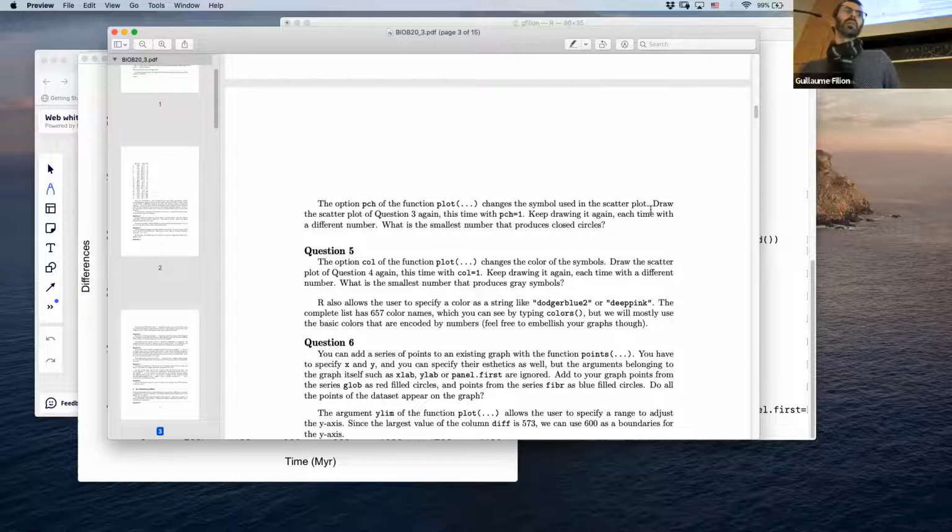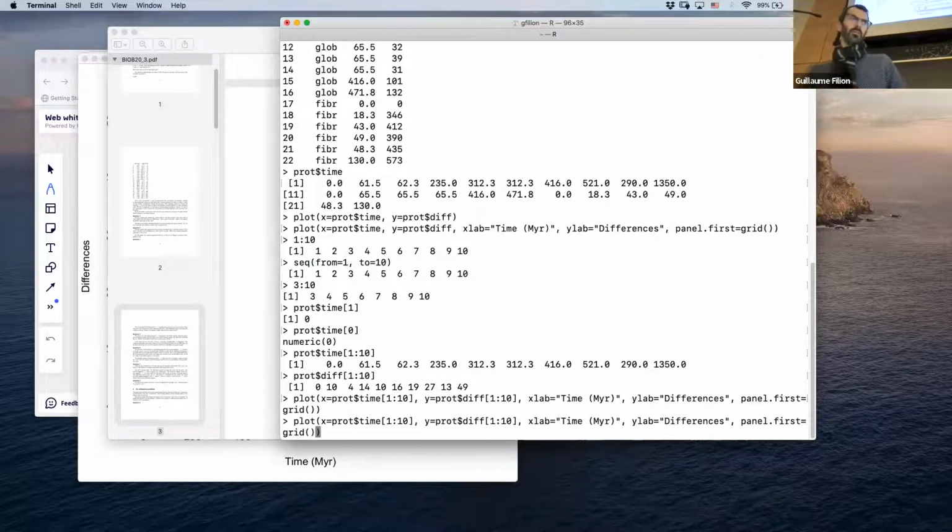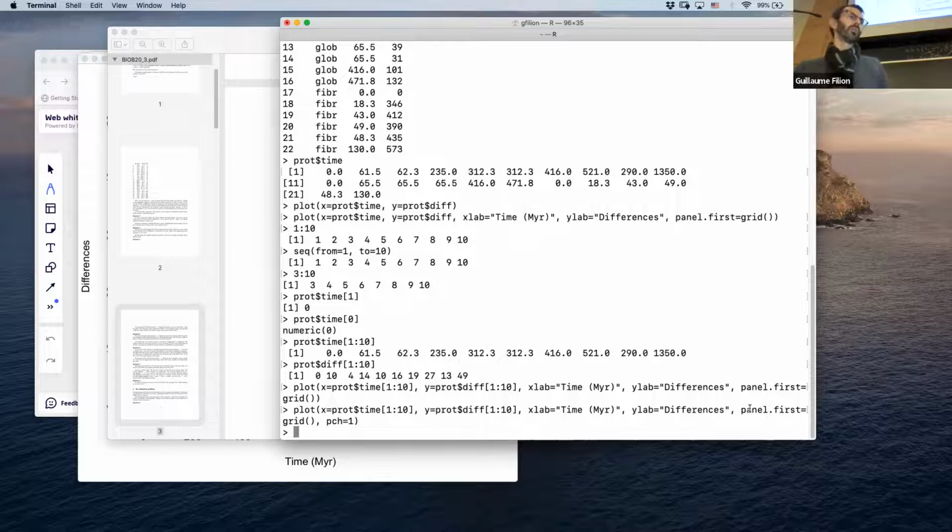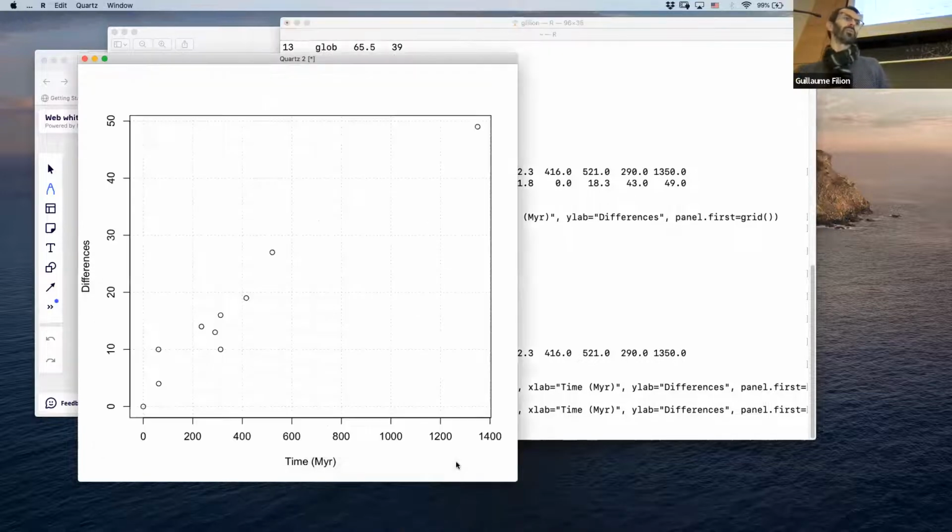Keep drawing it again, each time with a different number. What is the smallest number that produces closed circles? Okay, so let's apply what the question wants here. I'm just expanding my plot command here, keep adding new options, and it says PCH equals 1. That's what it wants. Okay, so what happens? Nothing happens. Actually, PCH equals 1 is the default, so that's what it was before.